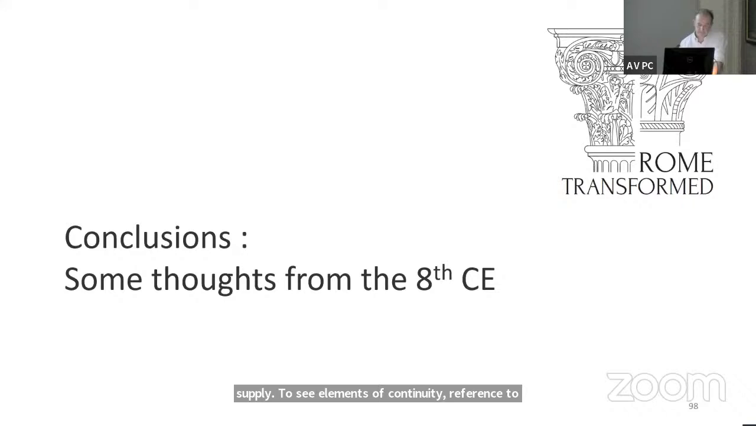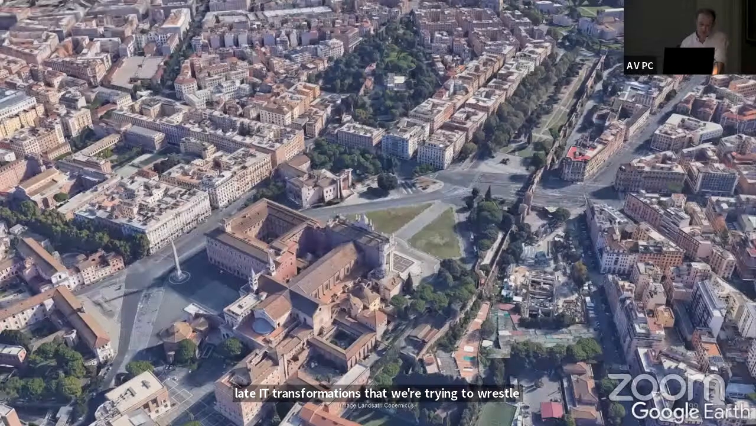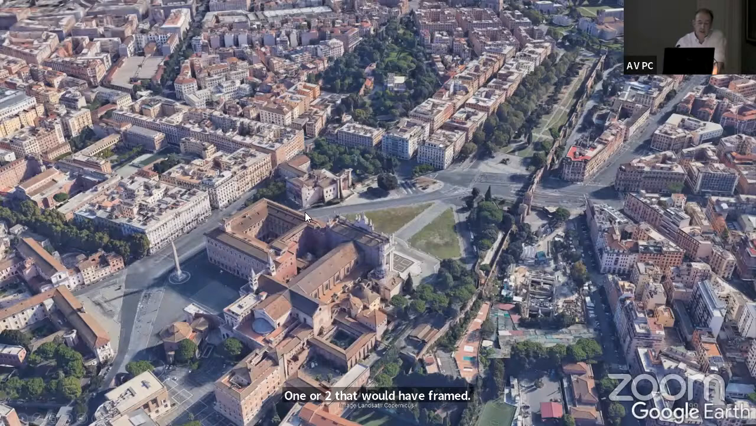Now, there are many things that I could say about the late antique transformations that we're trying to wrestle with, but I'd like to just conclude with some thoughts from the 8th century towards the end of our period. In a lot of ways, by the 8th century, many of the key landscape features that we can see in Rome today have been established. One or two that would have framed activity in a fundamental way have, however, since been demolished.